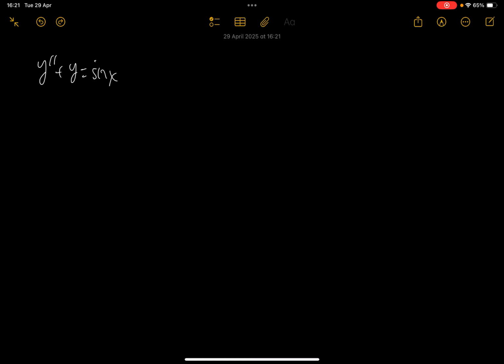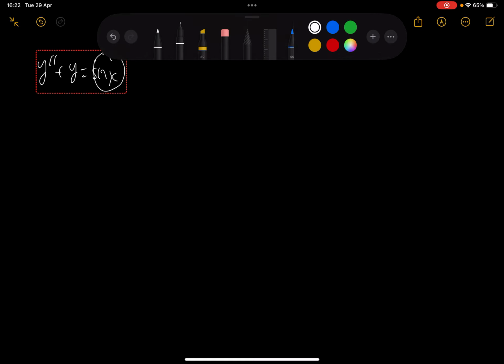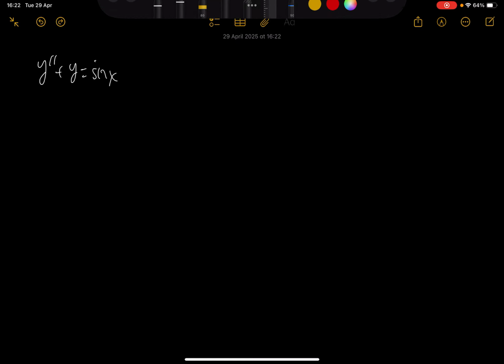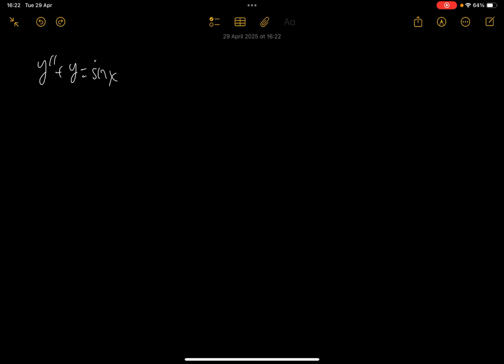Hello guys, today we are going to do second order differential equations with undetermined coefficients, aka non-homogeneous second order differential equations. You can see the right hand side, so it is non-homogeneous. And here I'm going to solve this differential equation by using the inverse operator method.